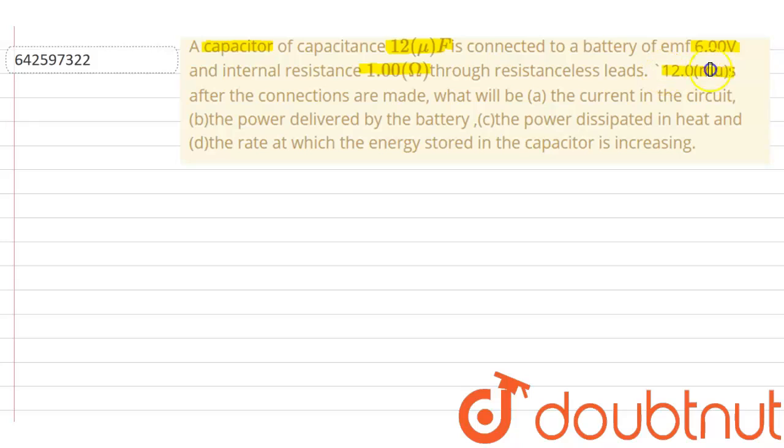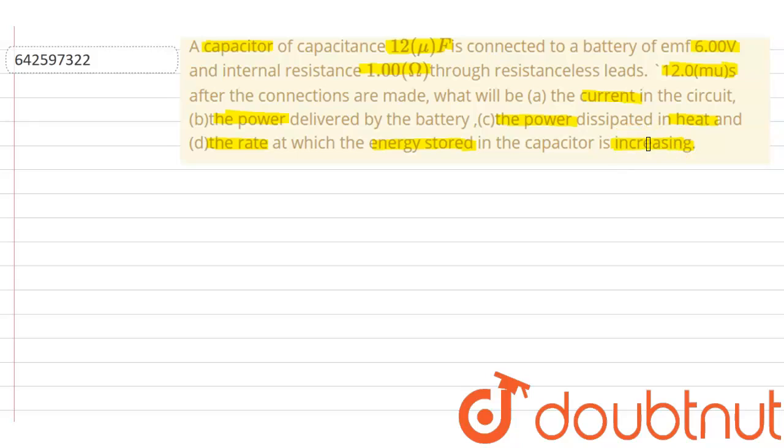12 mu seconds after the connections are made, what will be the A. current in the circuit, B. the power delivered by the battery, C. the power dissipated in heat, and D. the rate at which the energy stored in the capacitor is increasing.